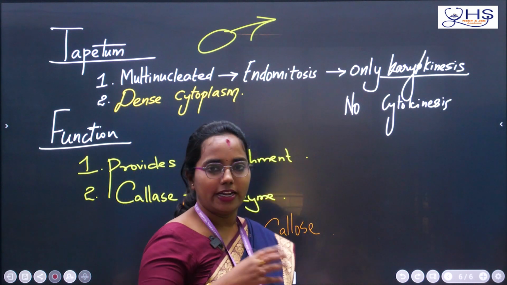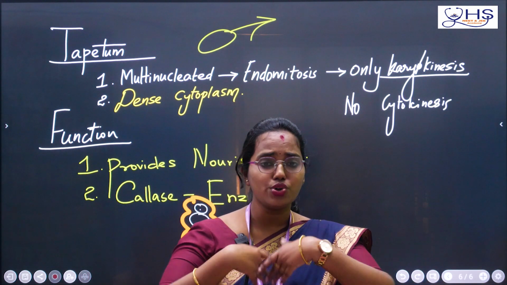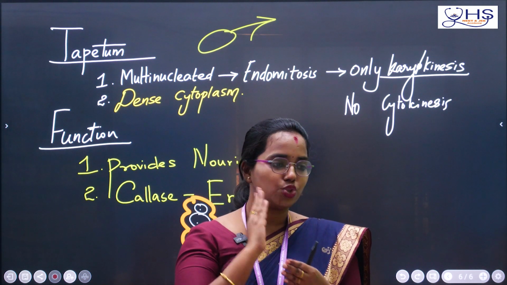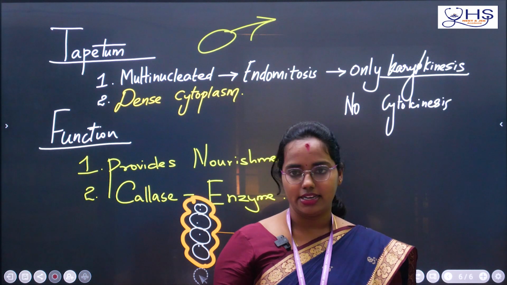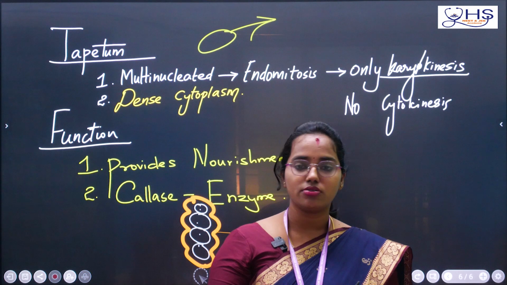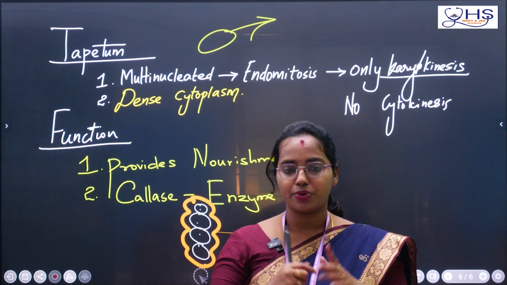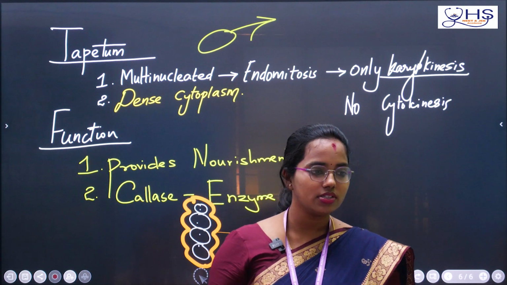Callose. So the pollen grain wants to go outside. It cannot stay inside. It wants to meet its partner. If it wants to go out, then the callose has to be ruptured. The callose rupturing is helped by callase. Callase is produced by tapetum. Callose is thickening.